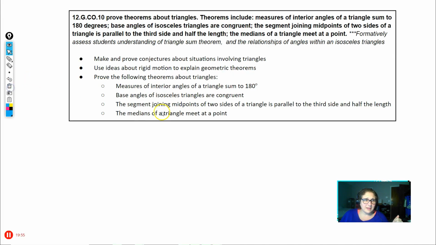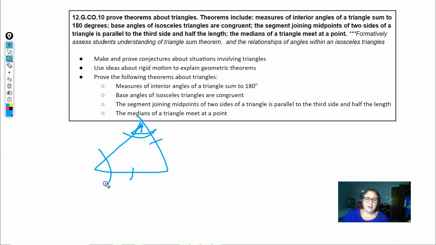All right, next it says AKS 12. AKS 12 pretty much deals with triangles. Prove theorems about triangles. These are the things that you have to know no matter what. The measures of interior angles of a triangle add to 180 degrees. You have to know that piece of information. You have to know that whenever you have an isosceles triangle, the base angles have to be congruent.